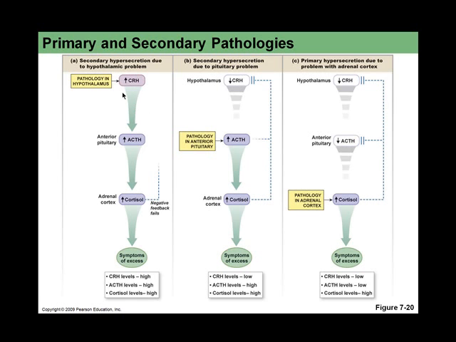Just checking to see if we had a sequential series of slides. In panel A, we see secondary hypersecretion due to a hypothalamic problem. So if there's a pathology in the hypothalamus causing an increase in CRH, then there would be an increased ACTH and an increased cortisol, and the negative feedback fails. So there are clinical tests where you can administer synthetic cortisol and measure the plasma ACTH levels. So there are ways of investigating clinically what would be observed.